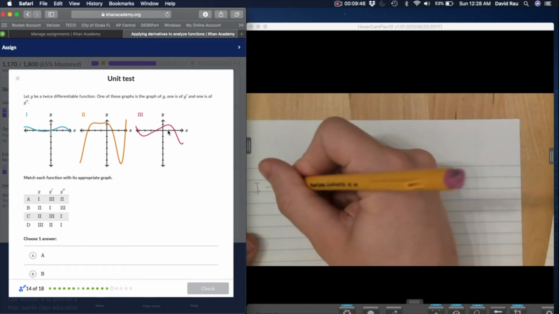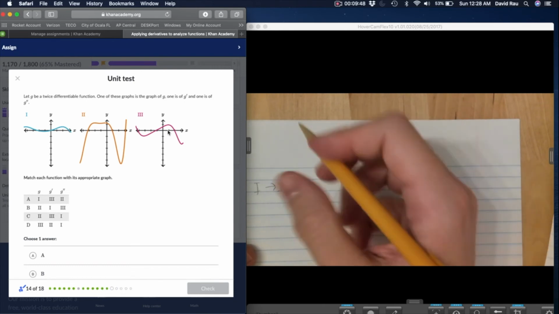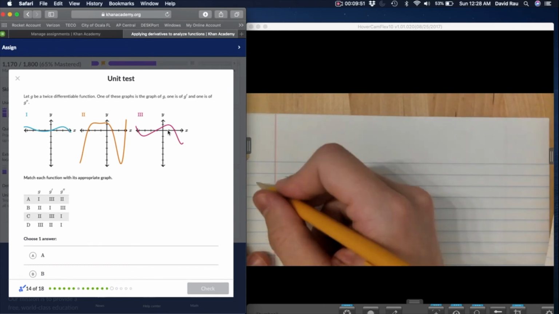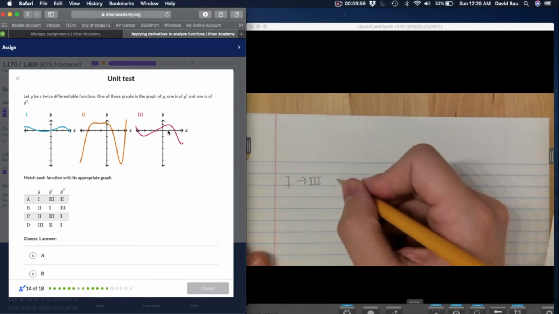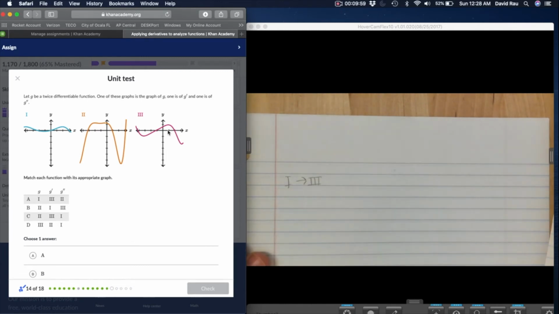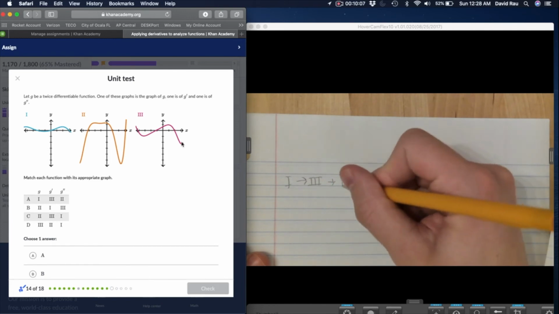So in other words, 1 is going to derive to 3, and now the question is, does 3 derive to 2, or does 2 derive to 1? So let's see here. Does 3 derive to 2? In other words, does 2 only have 1, 2, and barely a third critical point at these locations? And the answer is actually yes.